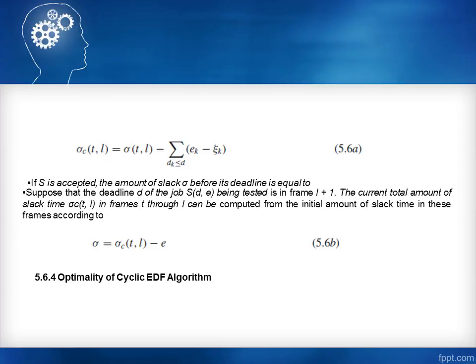The next topic is the optimality of the cyclic EDF algorithm. What we can optimize here is the way the jobs are scheduled. We can verify whether the slack times are correctly utilized or not, and whether any sporadic job is making other jobs wait. In this way we can optimize the cyclic EDF scheduling algorithm.